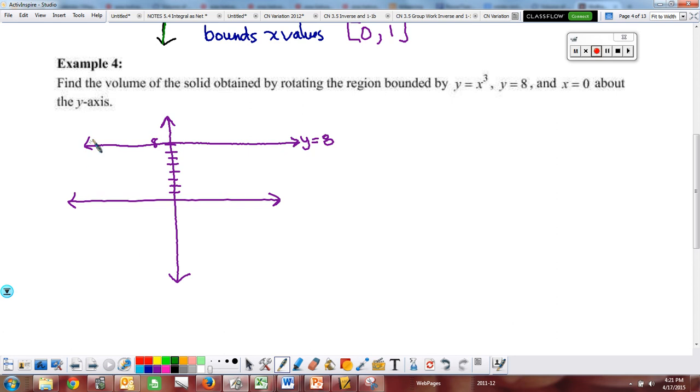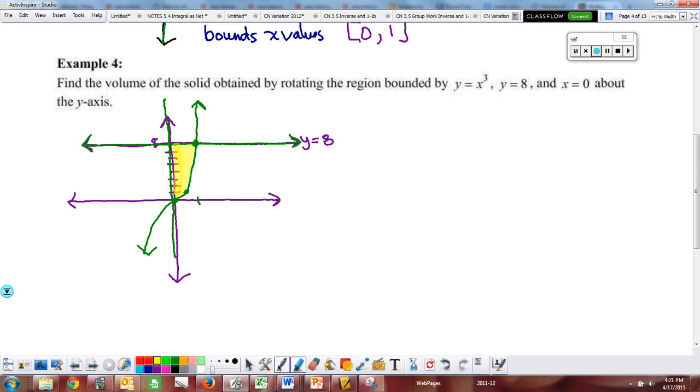Let me change color so I don't lose which my functions are. So this is going to be one boundary. And then we have a cubic. So 0, 0, 1, 1, 2, 8. And yes, it does continue down that way. But the region that I'm interested in is going to be this region. So I kind of shade that in.